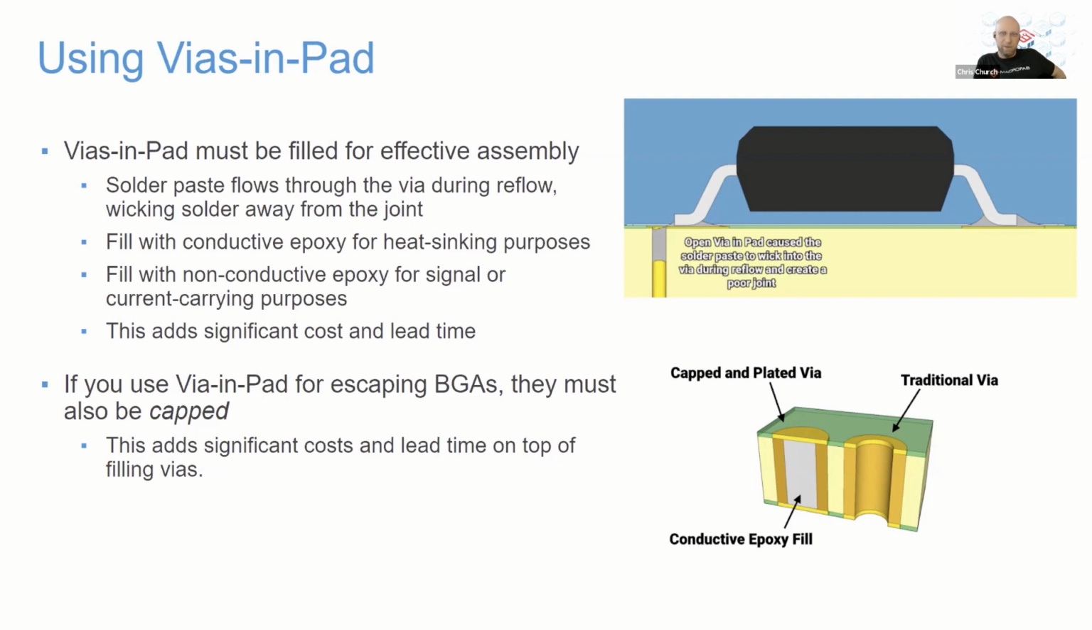The next thing here is if you're doing via in pad for escaping a BGA, you have to then cap them as well. The reason for this is just having that solder in there, you may have a little dip where there's a little bit of air where that solder flowed in and left a little crevice. And when you have a very tight BGA with all of the balls there, if a couple of the balls have more airspace beneath them, that can impact the ability for the balls to collapse properly and can create failures to connect or head in pillows, anything like that.